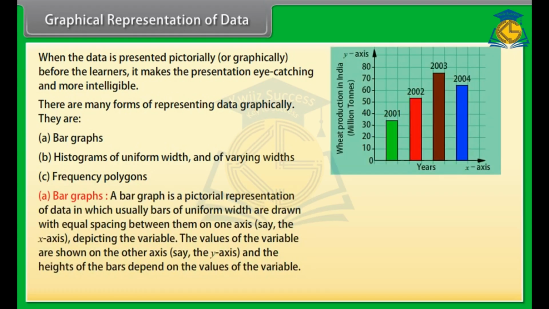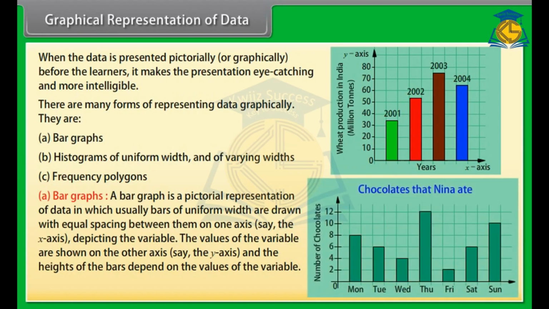Bar graph. We know that a bar graph is a pictorial representation of data in which usually bars of uniform width are drawn with equal spacing between them on one axis, say the x-axis, depicting the variable. The values of the variable are shown on the other axis, say the y-axis, and the heights of the bars depend on the values of the variable.